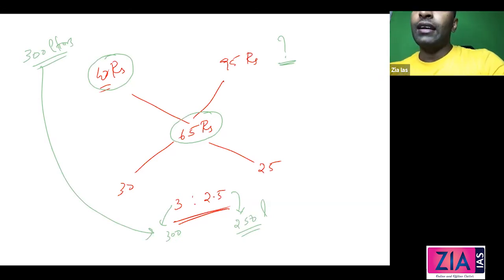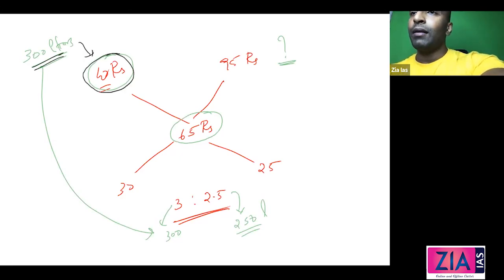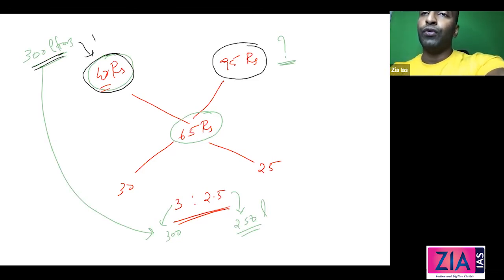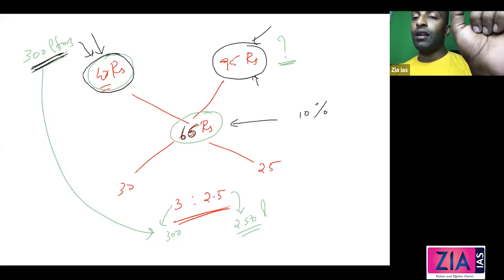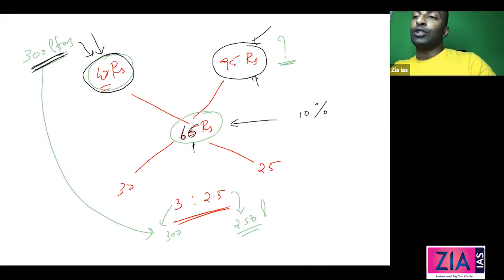For example, I can ask you the kerosene cost price, not the selling price in the market. Cost price is 40, and petrol cost price is 95, that means you are buying it from somewhere. So you bought it. Now 300 liters of kerosene, how many liters of petrol can you mix so that you will get a profit of 10% when you are selling at 66 rupees.